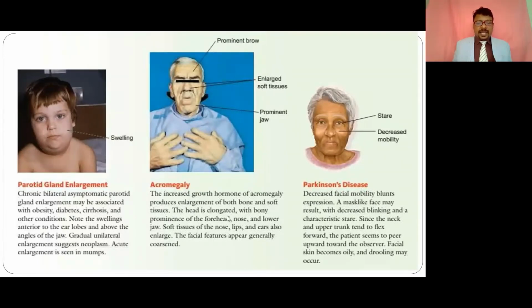The head is enlarged, with bony prominence of the forehead and nose and the lower jaw; the soft tissues of the nose, lips and ears are also enlarged. The facial features generally appear coarse. It looks like an unattractive appearance because of the growth. The soft tissues as well as the bone tissues take on abnormal shape and size. So that is about acromegaly, because of the hormonal imbalance. If any person comes, we can easily identify it.